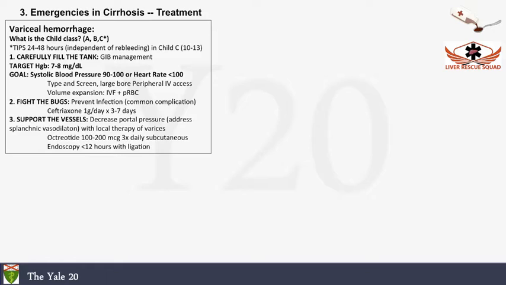Second, very important, fight the bugs. You want to prevent infection, which is a common complication, and it's been shown that giving antibiotics during a variceal bleed improves mortality outcomes. Ceftriaxone 1 gram a day for 3 to 7 days. Finally, support the vessels. Decrease the portal pressure, use octreotide, and second, you want to get GI on board immediately so that they can get endoscopy within 12 hours to ligate those bleeding varices.